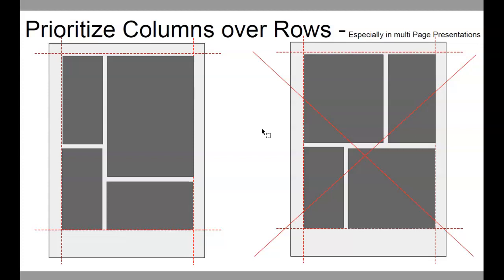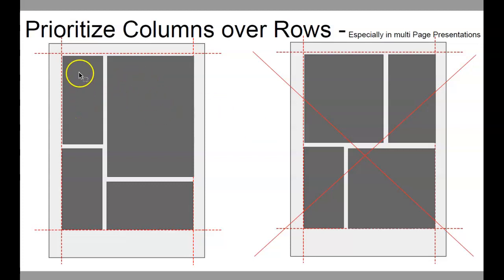And when I say lots of things do it, what I really mean is, look at any newspaper, any magazine, any book. They all prioritize columns over rows. It's not to say they don't use rows, as we'll see in a second, but if you had to make a choice, prioritize columns over rows, especially if it's a multi-page document like a portfolio or something like that, which is very much similar to a magazine.